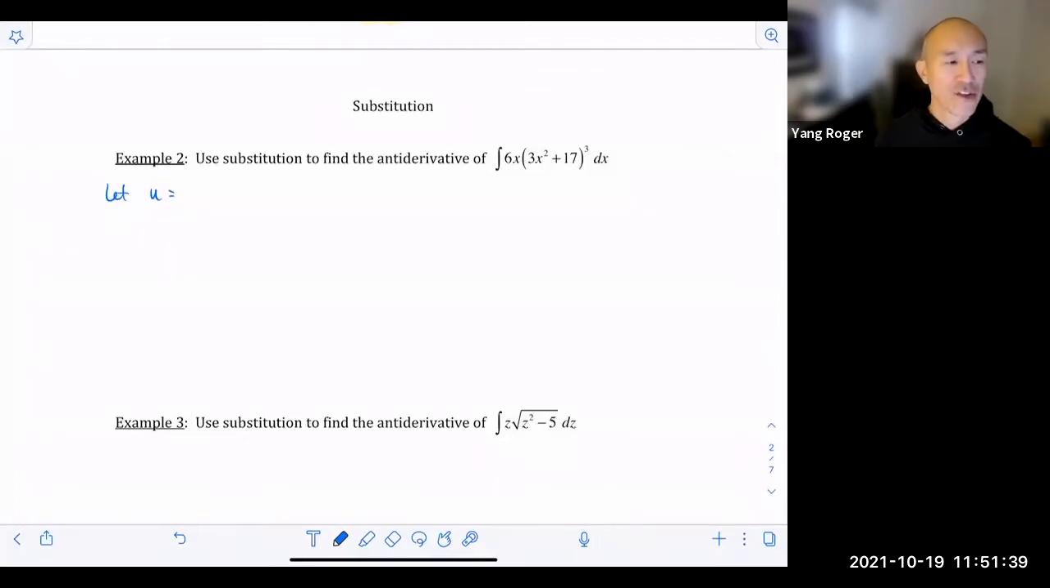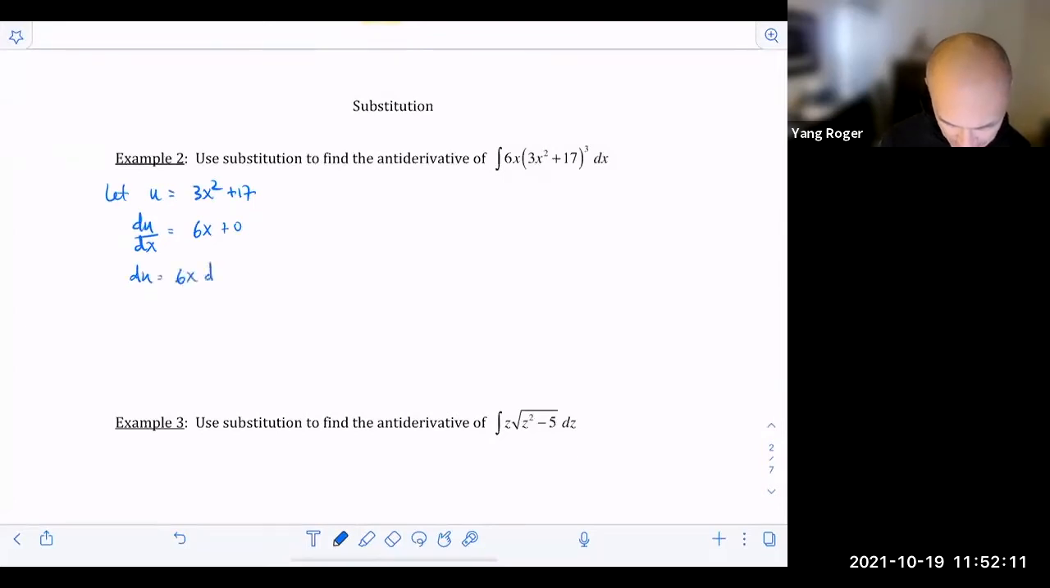So remember, you always want to let u be so that your integral becomes simpler. Something complicated to the third power, that's a clue. Maybe I should let u be this guy. So I'm going to let u be equal to 3x squared plus 17. Then what is my du going to become? My du dx is going to be equal to 6x plus 0, right? Take the derivative of both sides. And this means that my du is equal to 6x dx. And if you look, that is exactly sitting right here, 6x dx.